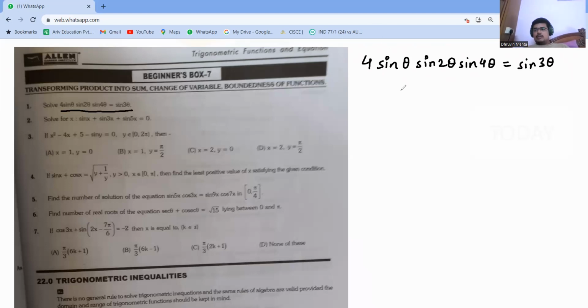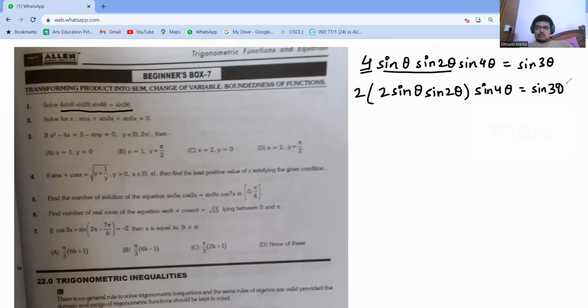So let's do one thing, Arush, Trisha, Muskan. From 4 I am keeping 2 along with one of the terms. I'm taking 2 sine theta, sine 2 theta together. Do you remember the factorization formula? We have to use the factorization formula over here, 2 sine A, sine B. Do you remember that? Yeah. We'll use that. So what is the formula for 2 sine A, sine B?